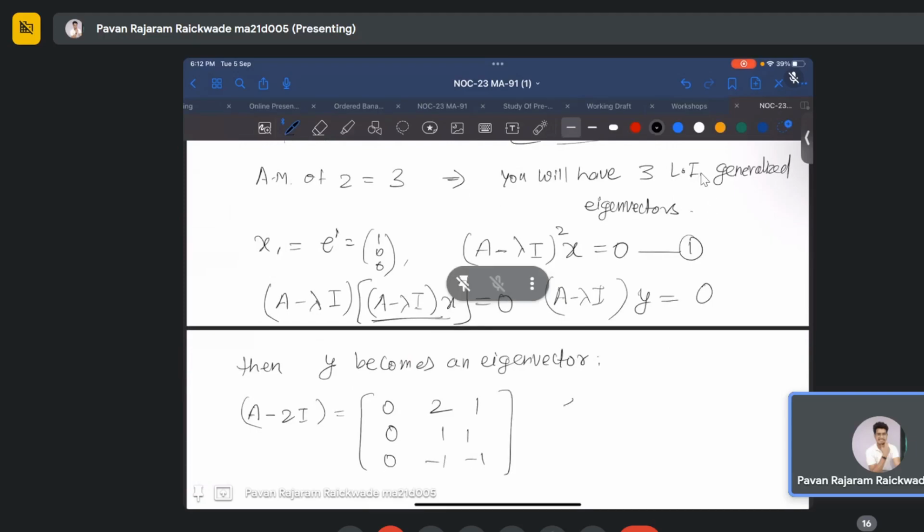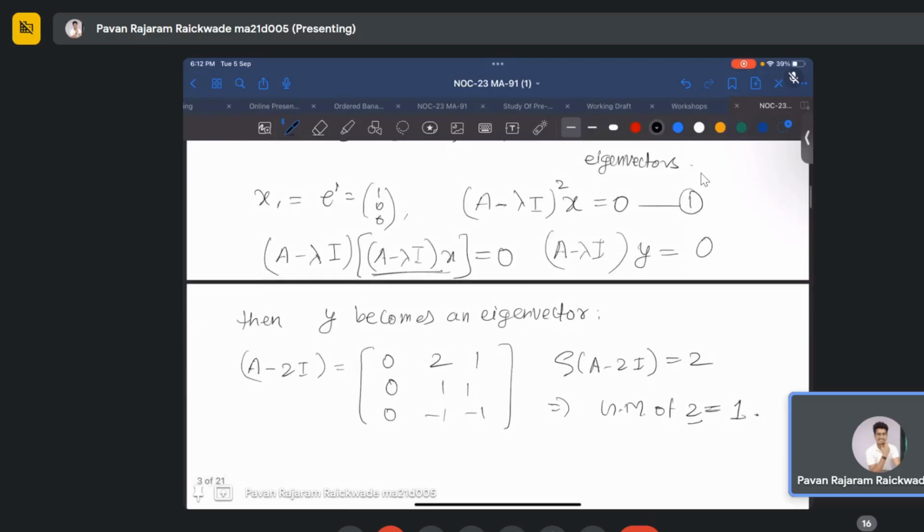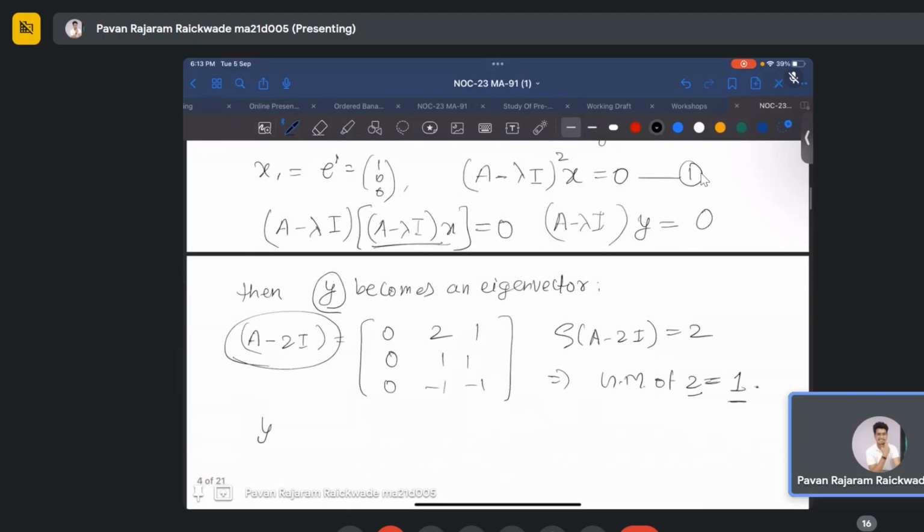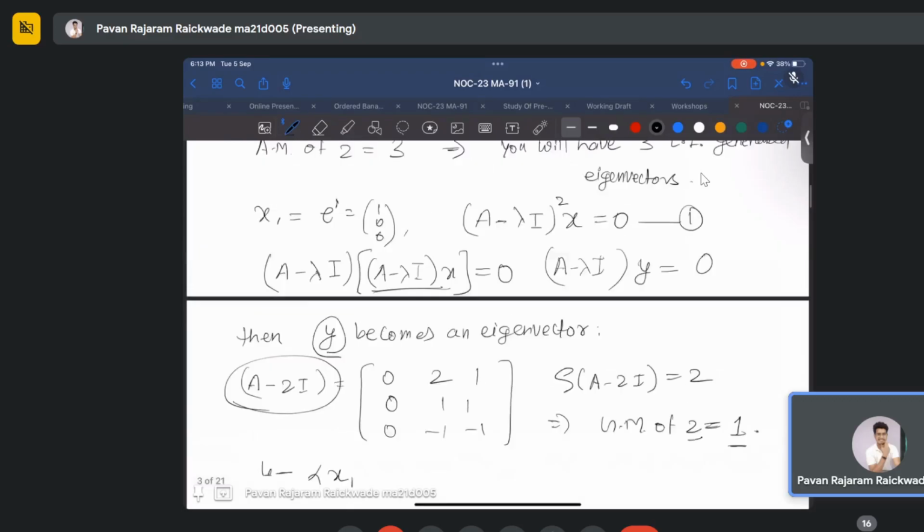Okay, so what is the rank? It's 2, which implies the geometric multiplicity of eigenvalue 2 is 1. Am I correct? Yes. The geometric multiplicity of 2 will be the nullity of A minus 2I, which will be 3 minus the rank, which is 1. That means you will have only one linearly independent eigenvector, right? So now if y is an eigenvector, what do you have? You have y itself as some alpha times x1, right? The x1 that you choose, this guy.